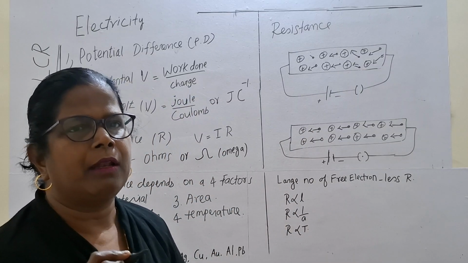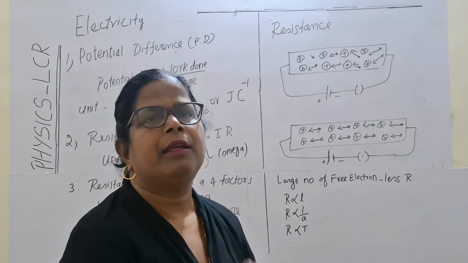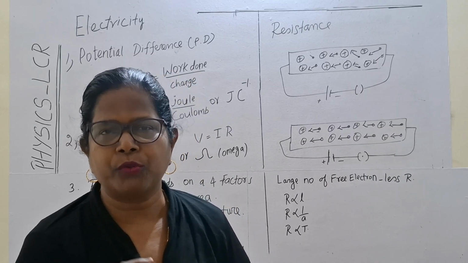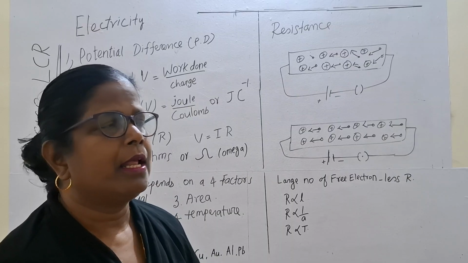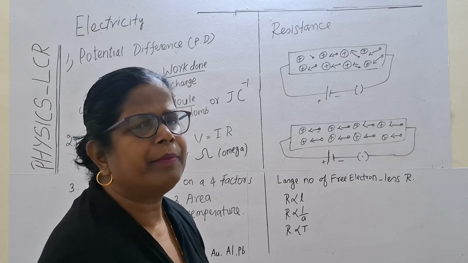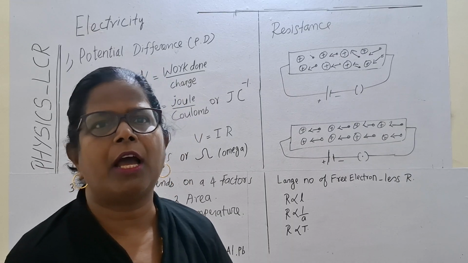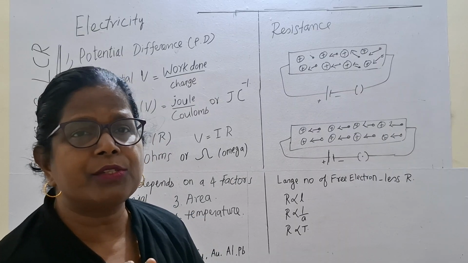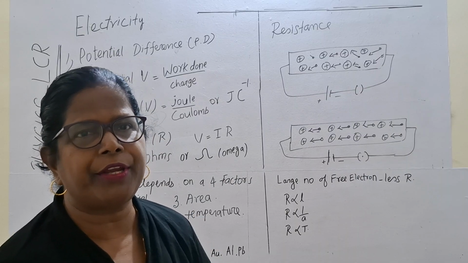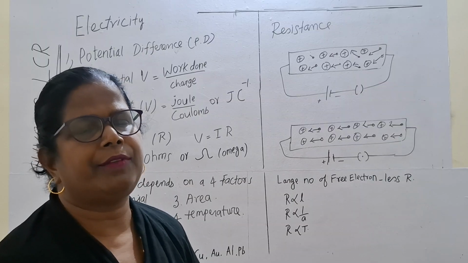All the metals resist the movement of the electron. It is going to oppose the electron. So that is known as resistance. Metals have an opposing character, a resistive character. That is known as resistance. It is going to resist the motion of the electron.